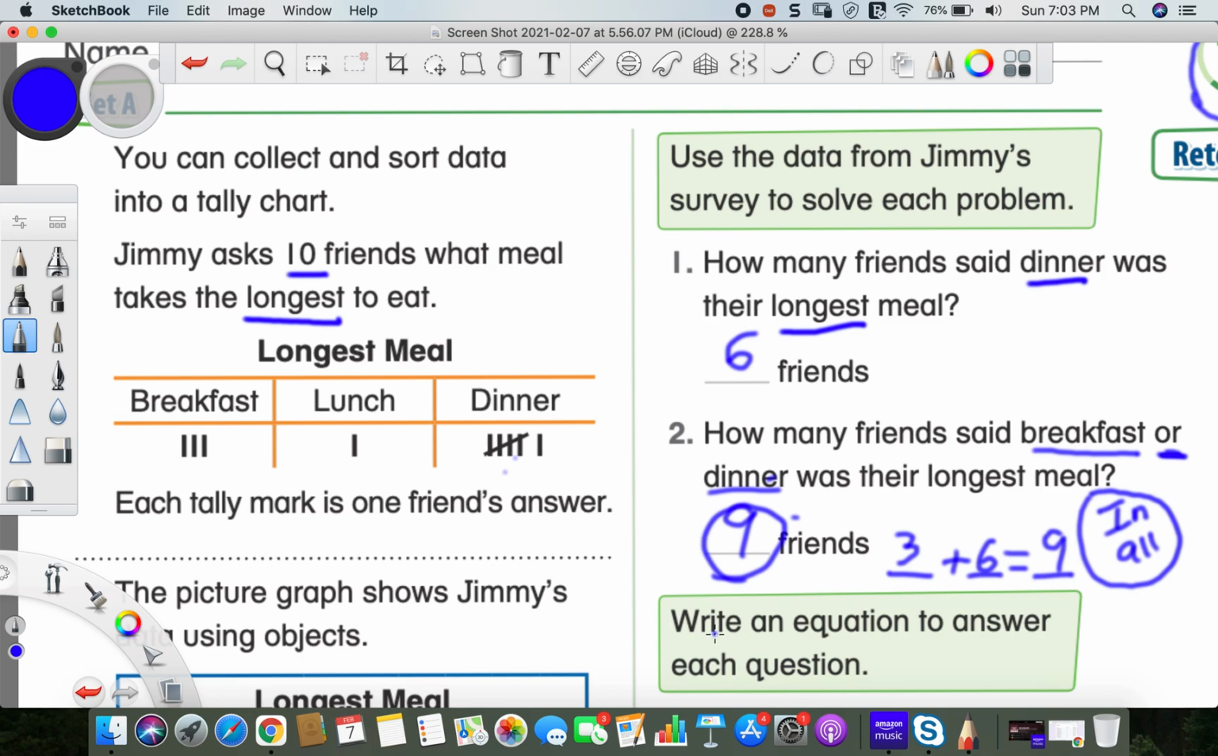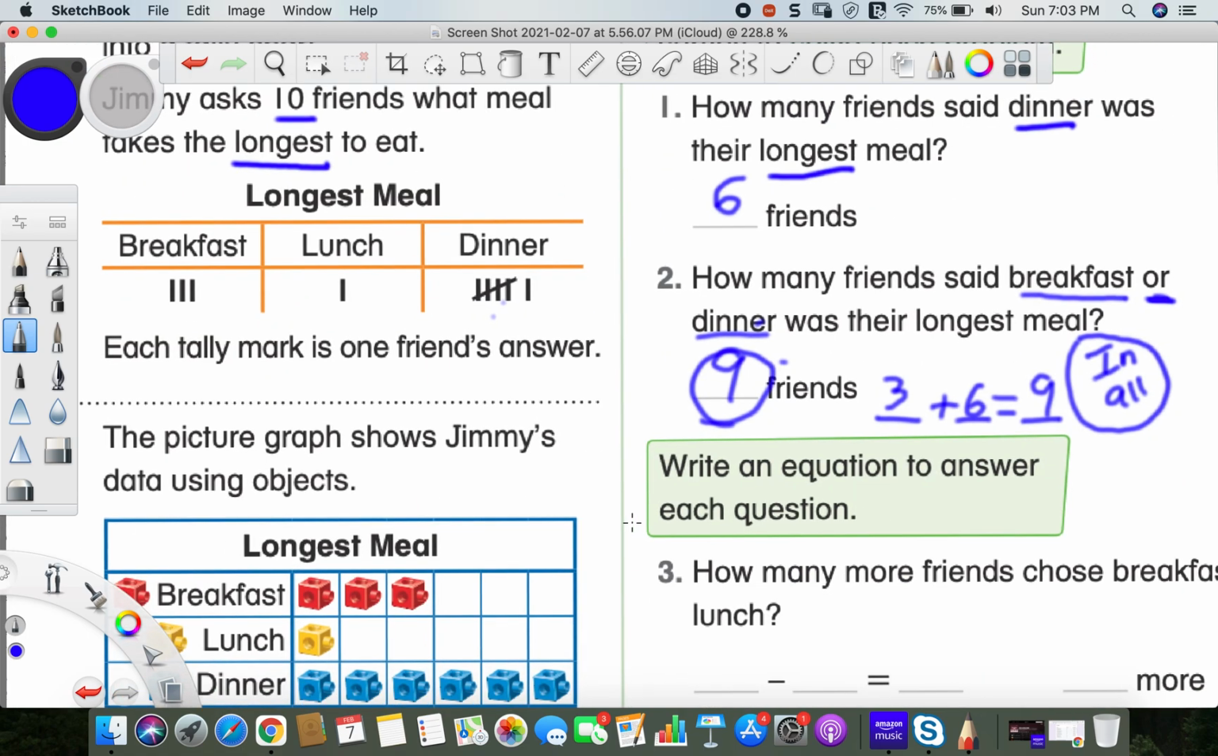Okay, so if you have any more questions about tally charts, if you're in my class, please make sure you ask me at the end of the lesson. If you maybe you're in a different school or a different classroom, please make sure you ask your teacher if you're confused about any of this, okay?